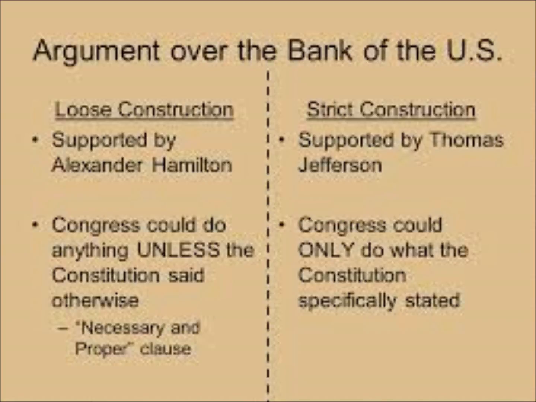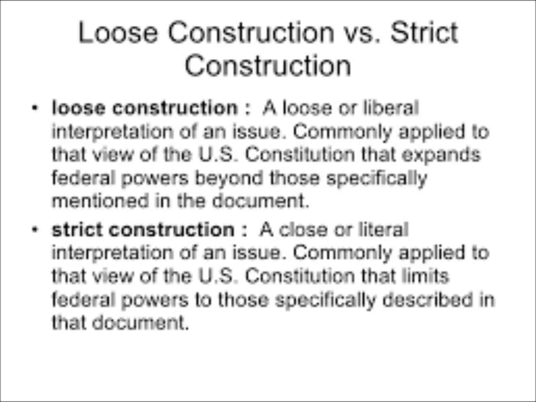Today I will contrast strict and loose constructionist views of the Constitution of the United States. Strict construction is for states' rights. Thomas Jefferson was a part of the Democratic Republicans. He was all for strict construction. He wanted the power of the national government limited to what was allowed by the Constitution.